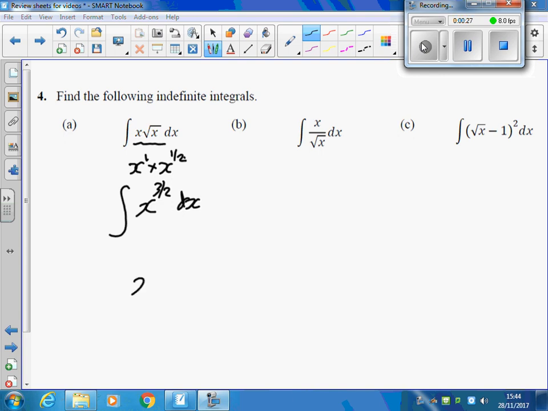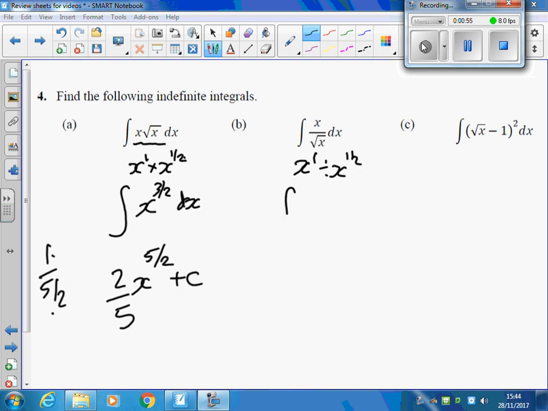Now when you integrate that, the power goes up by 1. So 3 halves go up 1 is 5 halves. And we're going to divide by 5 over 2. Now I don't want to put the fraction on the bottom here, but 1 over a fraction is the same as timesing by the fraction upside down. So I've got 2/5.